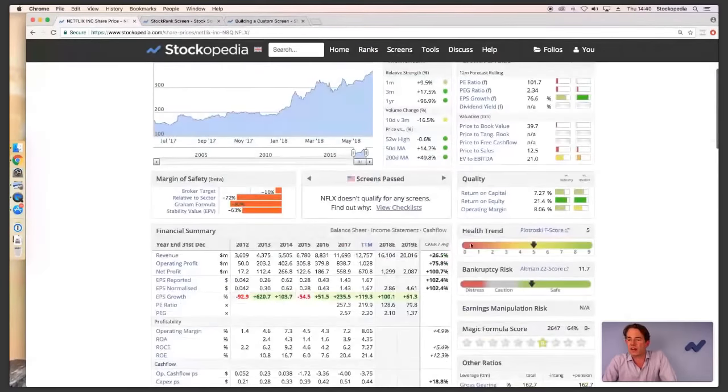Other things that I like to eyeball on the stock report, I like to look at the health trend. I would say Netflix doesn't have a great health trend. I prefer buying stocks that are 7, 8, or 9. Certainly no risk of bankruptcy. There are no bad red flags.